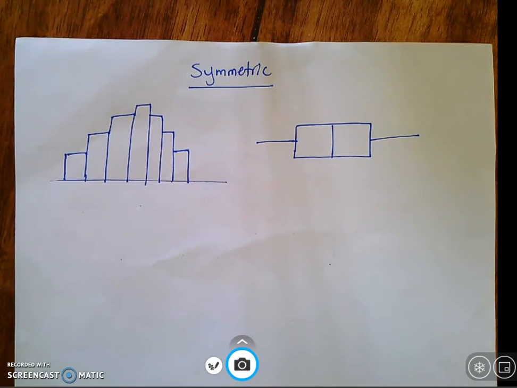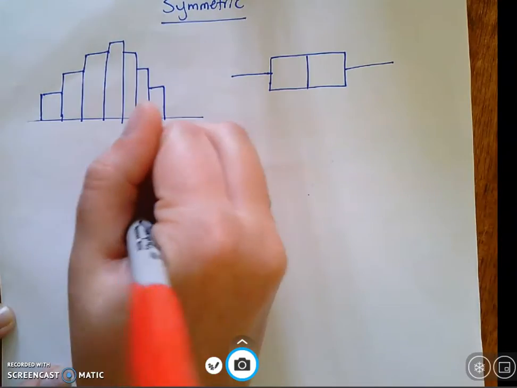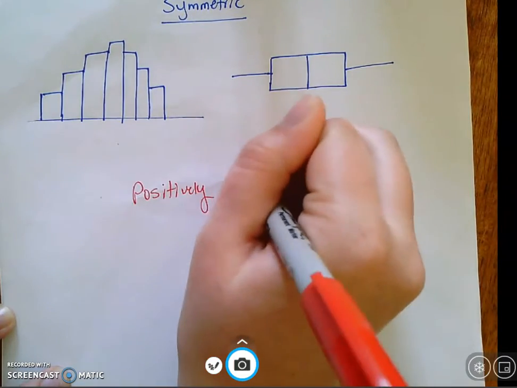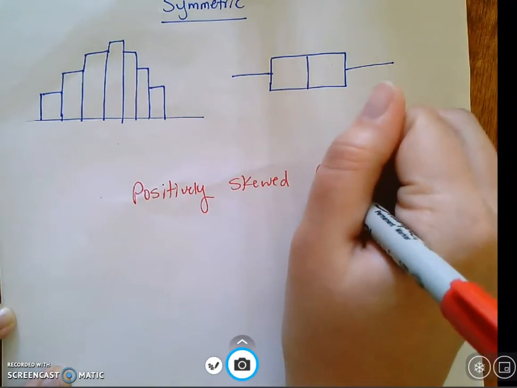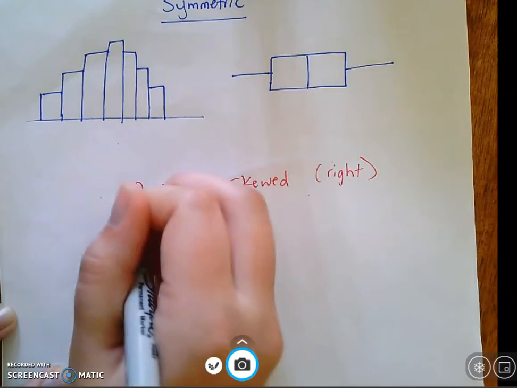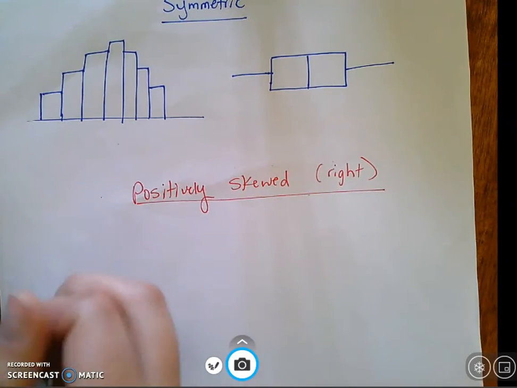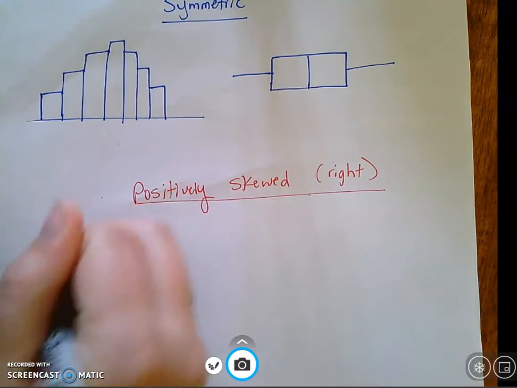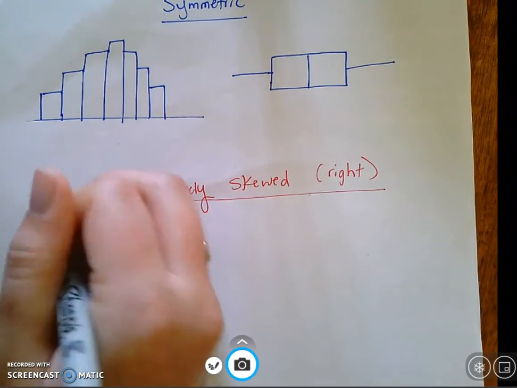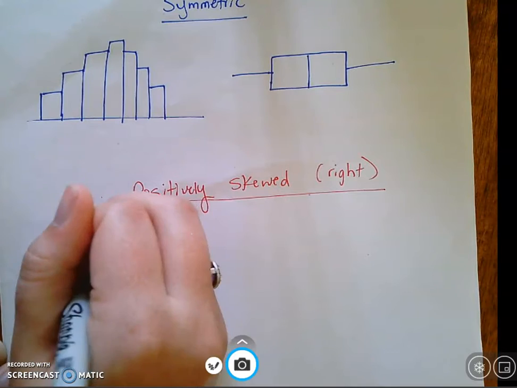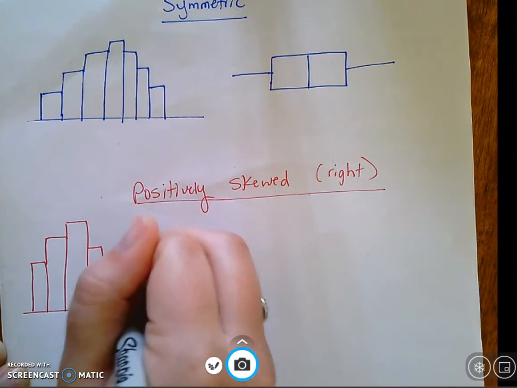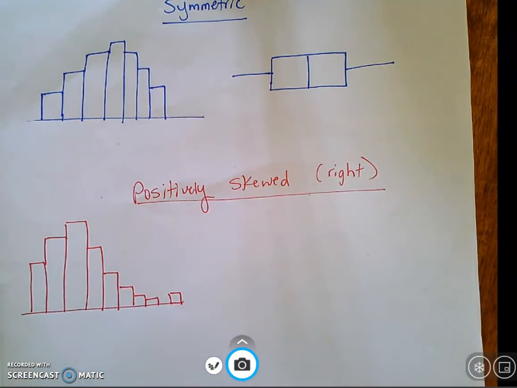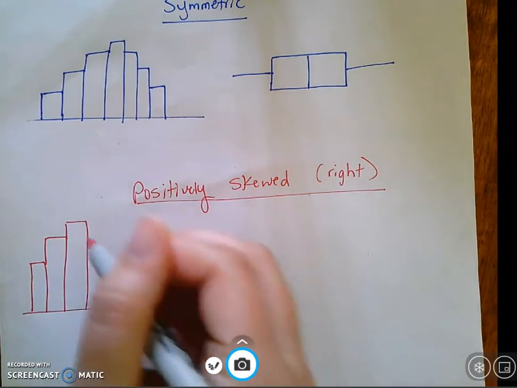You also have one that can be positively skewed. That just means it's skewed to the right. And so what that looks like in a histogram is something like this. We call this a tail, this part at the end that kind of looks like a tail.